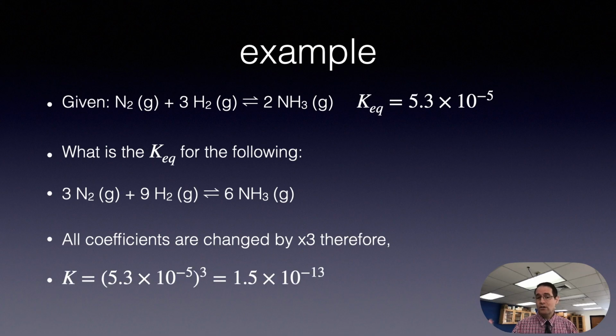So if we want to calculate the equilibrium constant, we need to cube the value given to us, 5.3 times 10 to the minus 5. Check on your calculator to see if I've made a mistake in the video, but I've got 1.5 times 10 to the minus 13. So that's the equilibrium constant for this, all right?